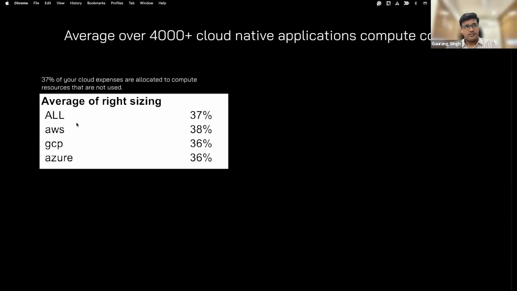Then we tried to categorize by cloud provider, and the story is the same. Lots of startups are using AWS, so you have a little bit more here, because startups at the start of the journey are a little less cautious about cost. They are going for hyper growth, and then they start looking at cost optimization. But GCP and Azure are mostly more optimized, though the gap is very, very low.